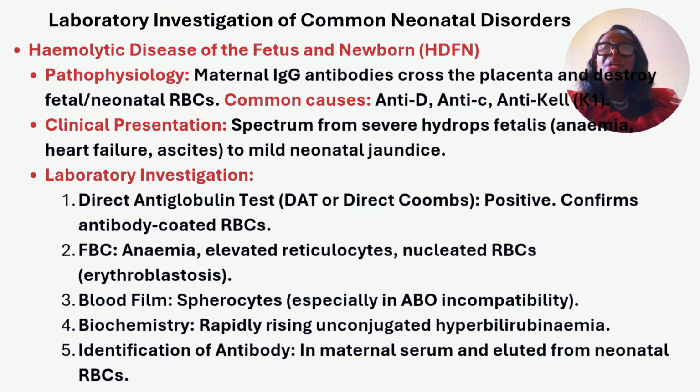You can also do a full blood count to ascertain anemia, elevated reticulocytes, and nucleated red blood cells when you look at the peripheral blood film. Examination of the peripheral blood film will also help you diagnose hemolysis, with evidence of spherocytes, especially in ABO incompatibility. Some clinical chemistry tests that can be done include bilirubin assay, total bilirubin, both conjugated and unconjugated. Increased unconjugated bilirubin indicates that hemolysis is going on, that red cells are being destroyed at a faster rate than the liver can conjugate.